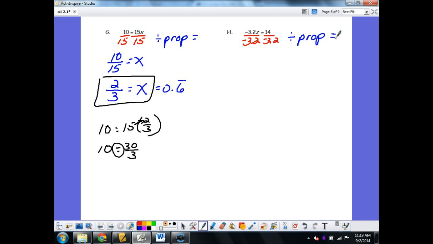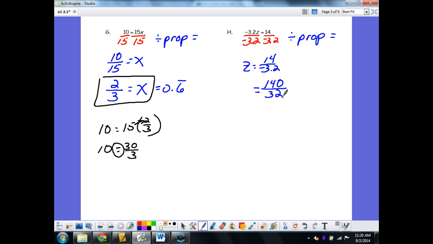So then, in this case, we have z is equal to 14 over negative 3.2. Now in this case, if we leave this as a fraction, decimals and fractions are not okay. So I want to get rid of that fraction by multiplying both the top and the bottom by 10. We're going to move each decimal point over one place.